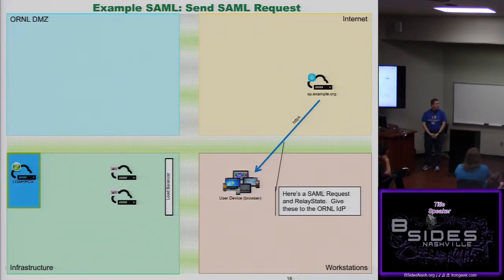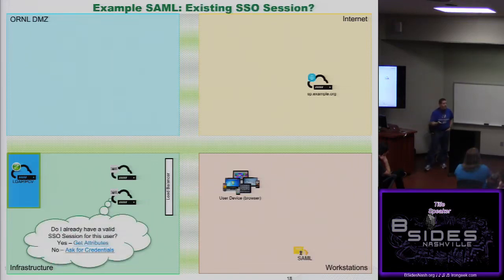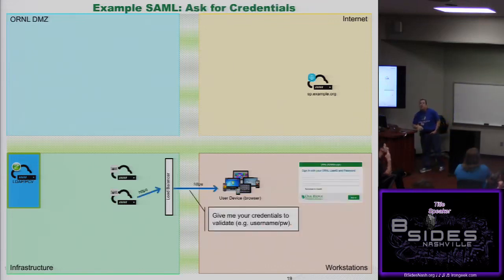So here it is. It's going to give the user a SAML request, which is a blob of XML, and a relay state. The whole point here is that the relay state is the means by which the service provider will remember later where that user needs to go. The user then goes to that identity provider and says, here's my SAML request, here's my relay state, I want to log in. The SAML software can then ask, does this user already have a session with me? Well, let's say no. So now we need to do a credential validation step.